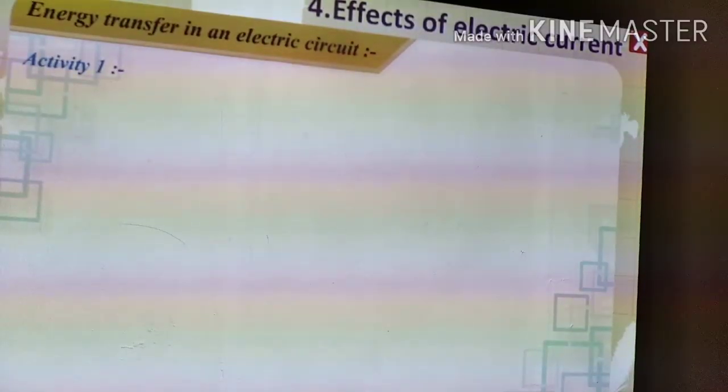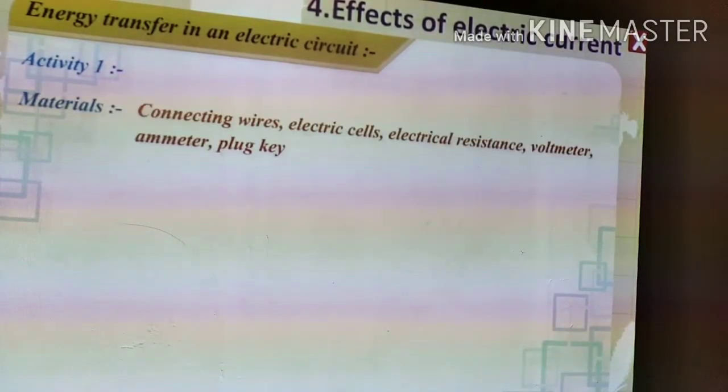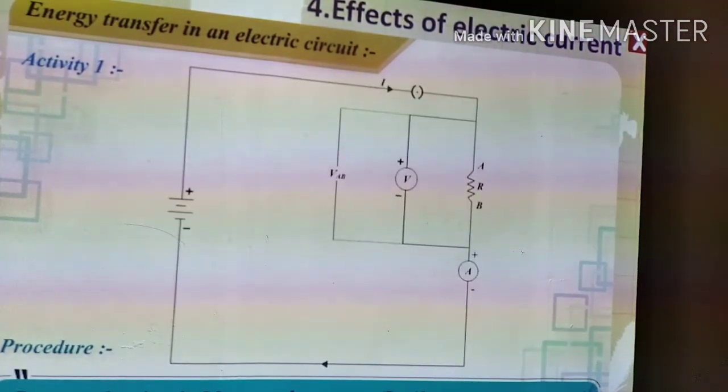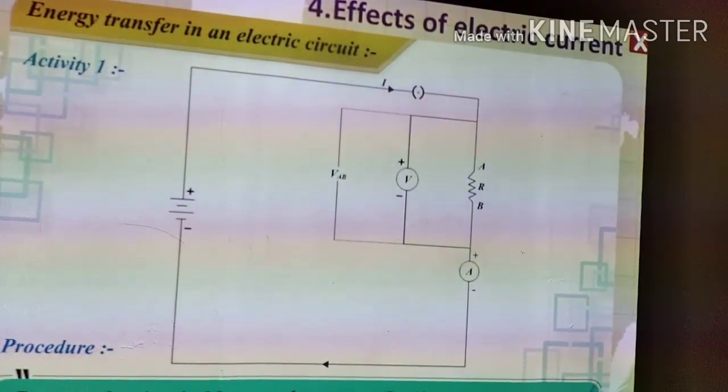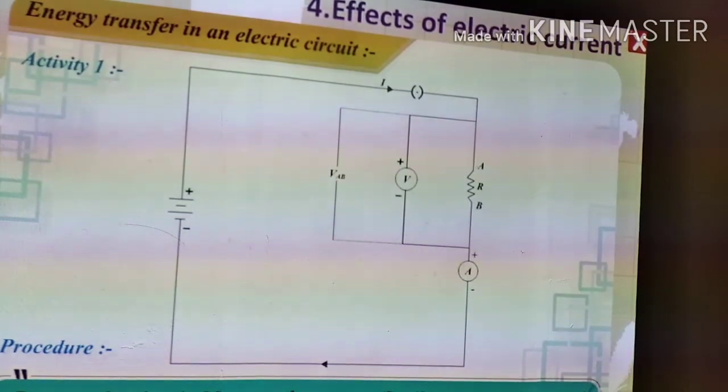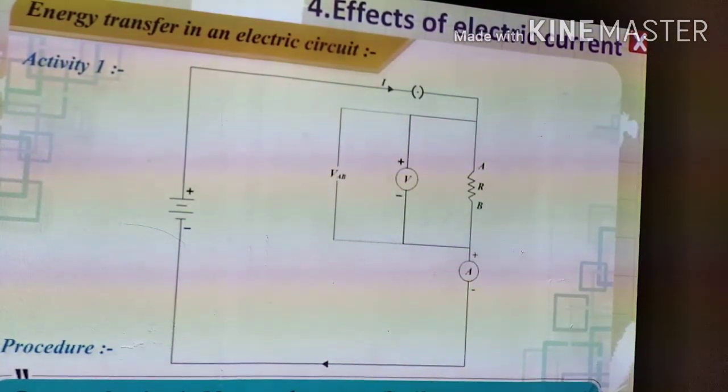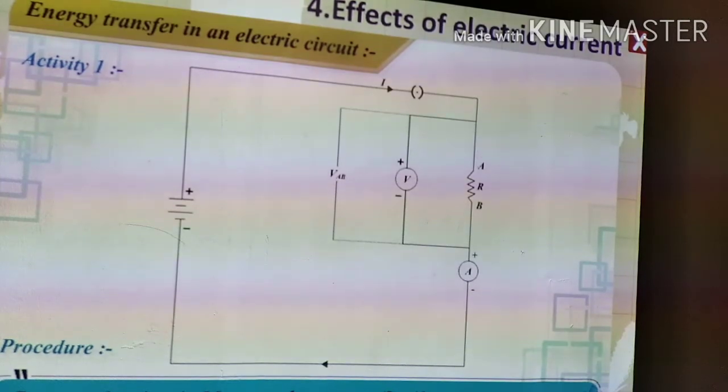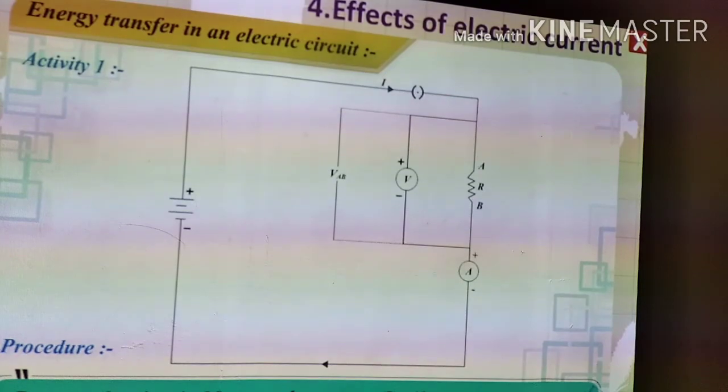Let us perform an activity. Material: connecting wire, electric cell, electric resistance, voltmeter, ammeter, plug key. As shown in the figure, connect the circuit. Measure the current I, also measure the potential difference. It is denoted as V, capital V AB, between two ends A and B of a resistance connected in series.